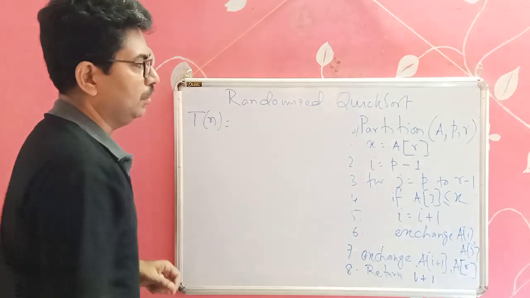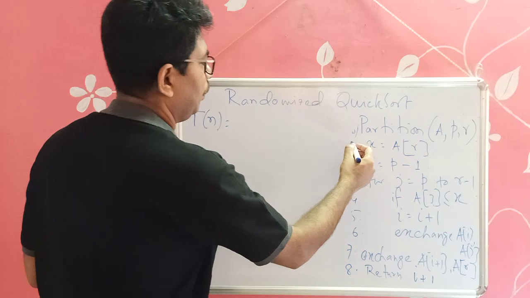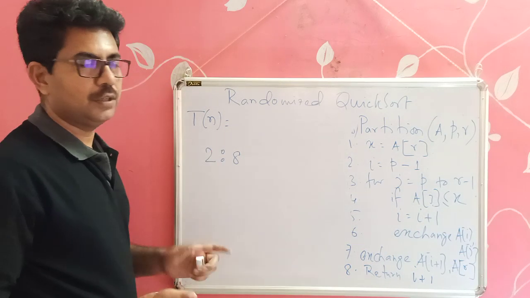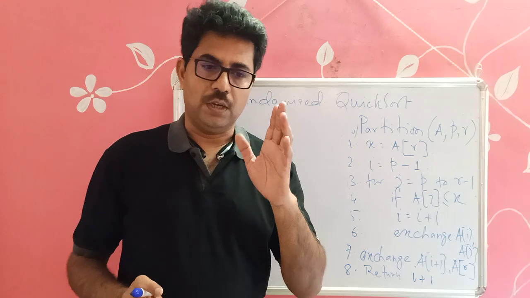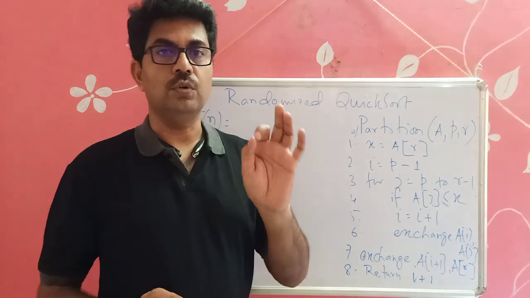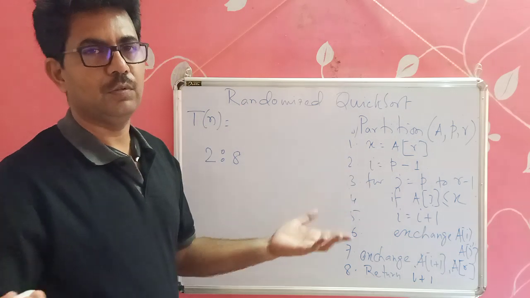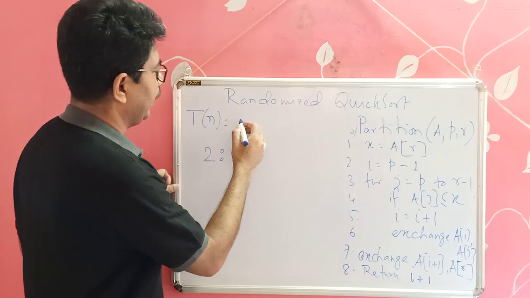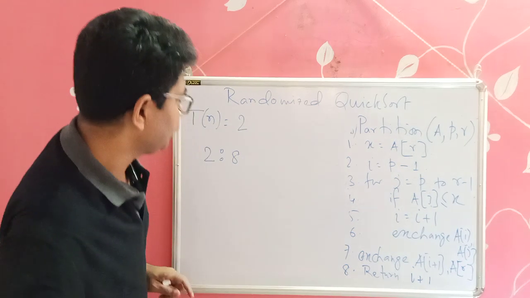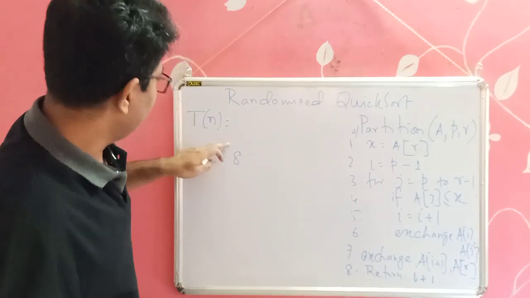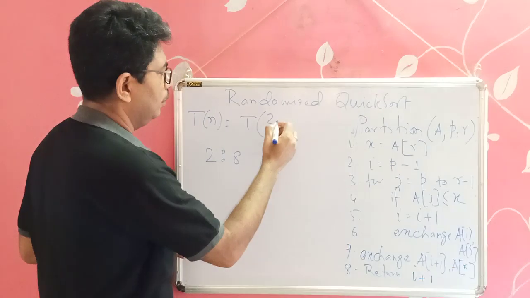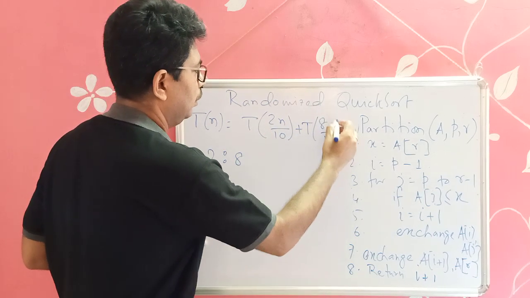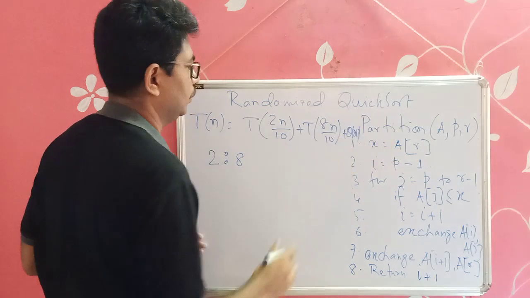If there is always a balanced partition, balanced means suppose the input is always divided into, say, a 2:8 ratio. It may be anything, 1:9, 3:7, that is fixed, balanced. Then also we can write the equation: T(n) equals T(2n/10) plus T(8n/10) plus theta of n for partition.